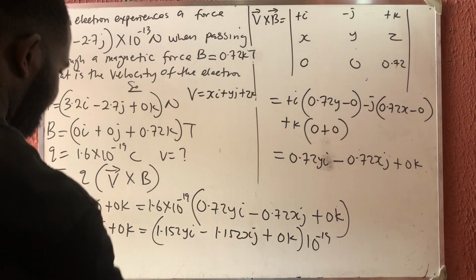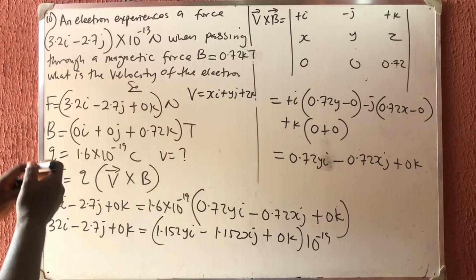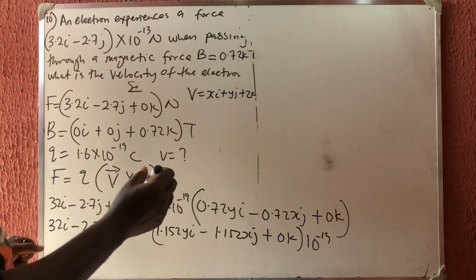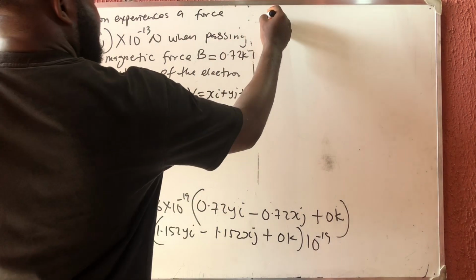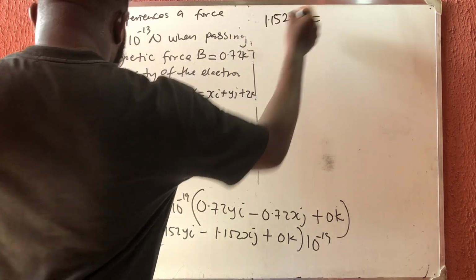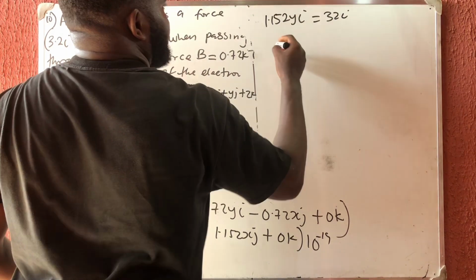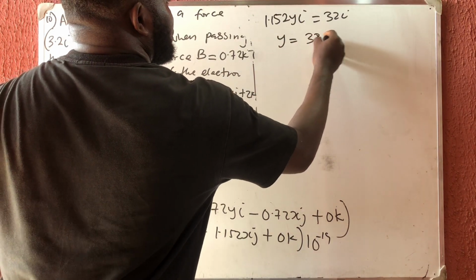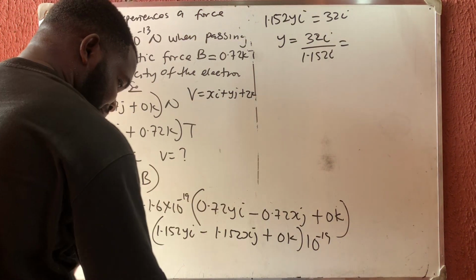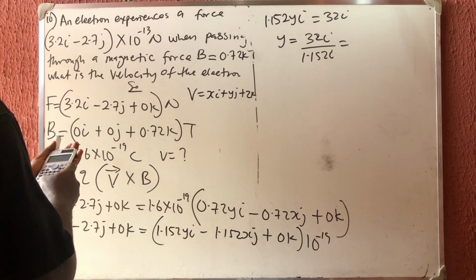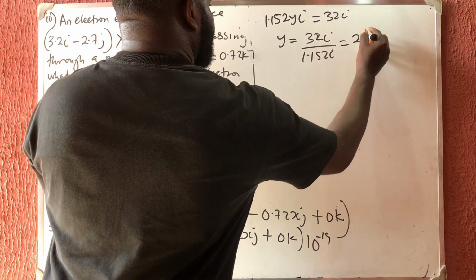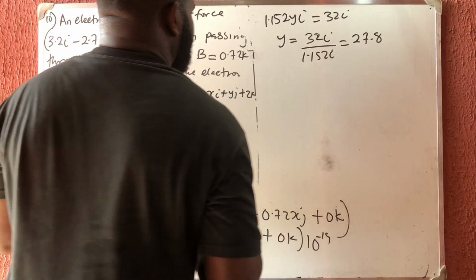So if I compare these two, by comparison, you are going to see that 1.152yi should be equal to 32i, so that my y will now be 32i divided by 1.152i. So I'm going to have 32 divided by that. My answer: my y is 27.8. Okay, 27.8 is my y.